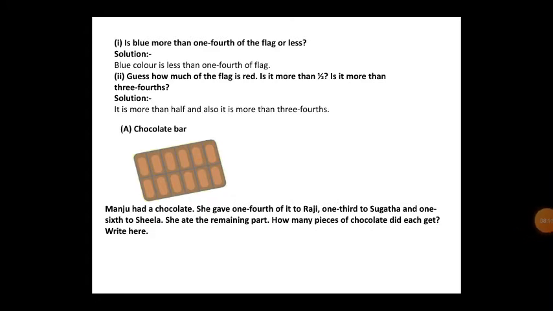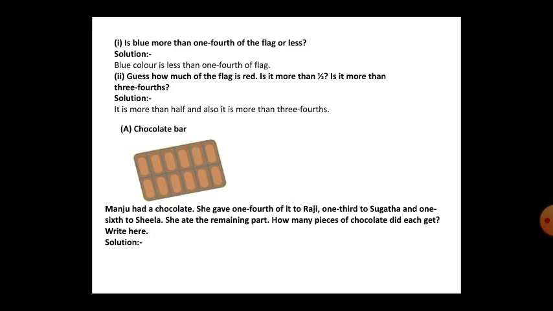And one more, the chocolate bar. See, Manju had a chocolate. She gave 1/4 of it to Raji, 1/3 to Sugata, and 1/6 to Sheila. She ate the remaining part. How many pieces of chocolate did each get?